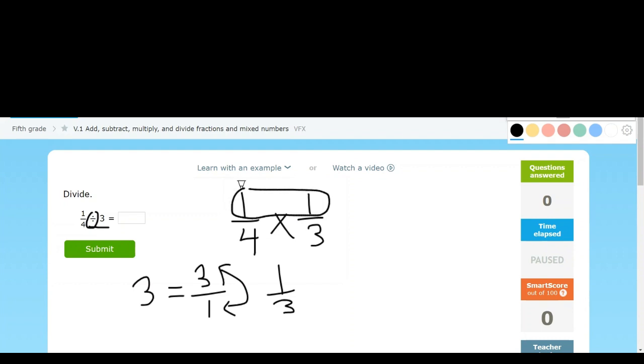We multiply the top numbers of the fraction. 1 times 1 gives me 1. And then the bottom, we have 4 times 3, which gets me 12.